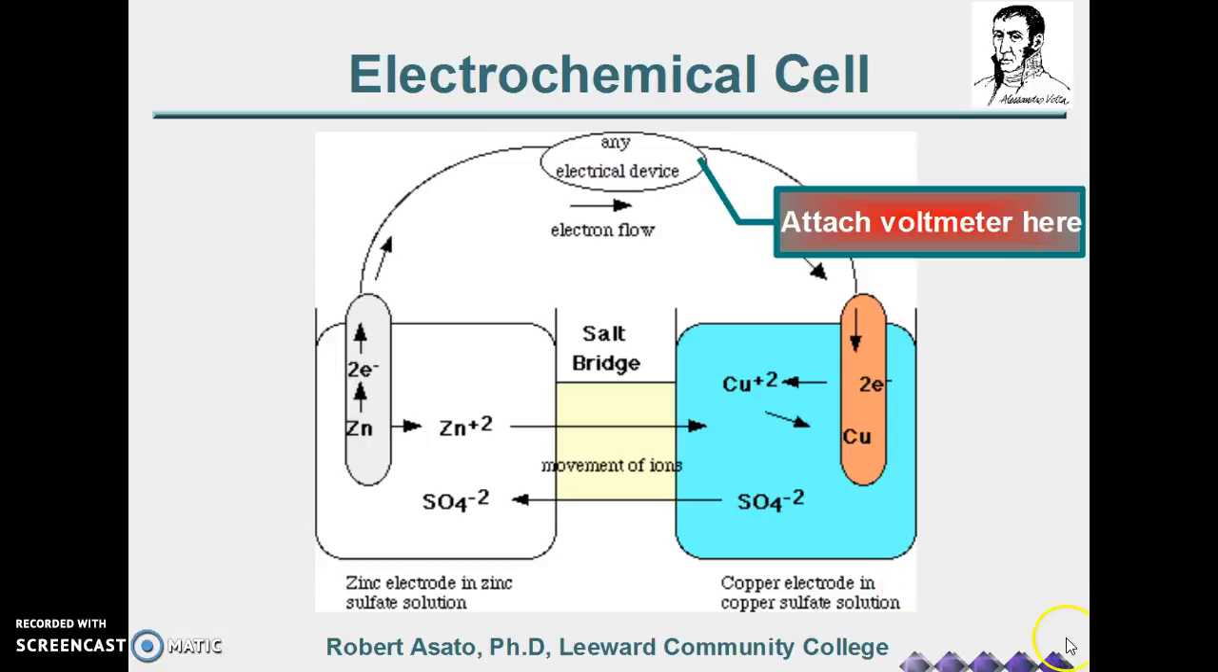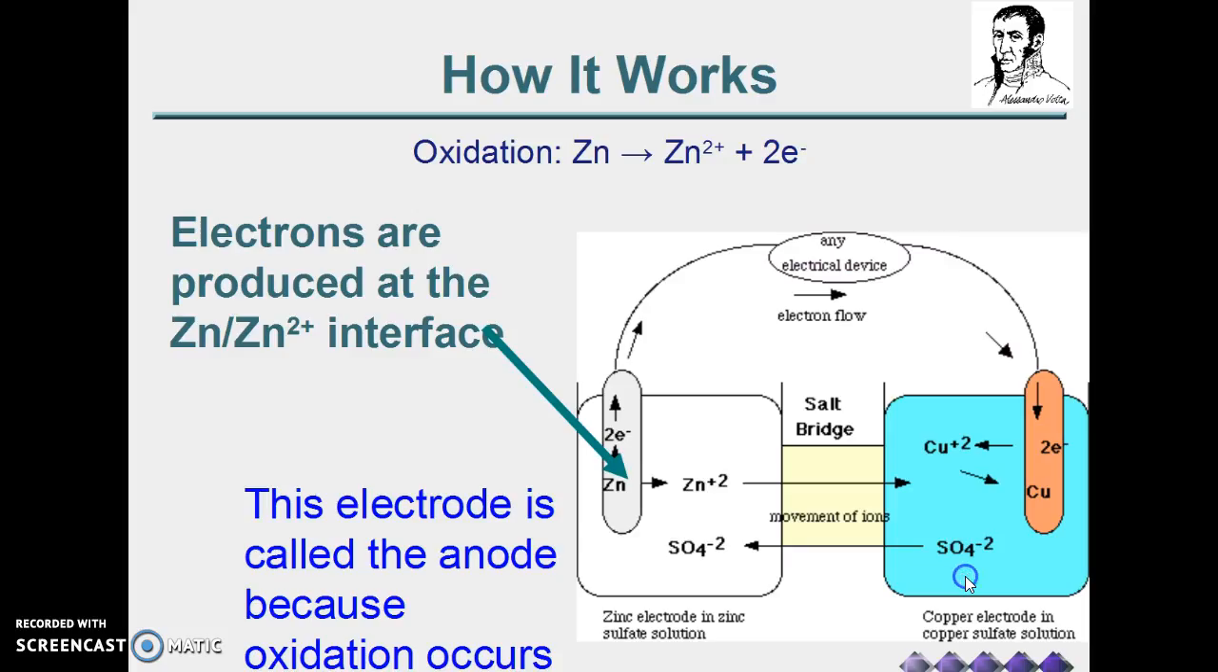This is a diagram of an electrochemical cell, and any electrical device can be placed in the circuit here. A voltmeter, or for instance a light bulb is frequently used. You can see the zinc is losing electrons to the copper ions over here, but the electrons have to flow through the electrical device in order to get to the copper ions. In the middle we have a salt bridge, which could just be a piece of filter paper that is soaked in a saltwater solution.